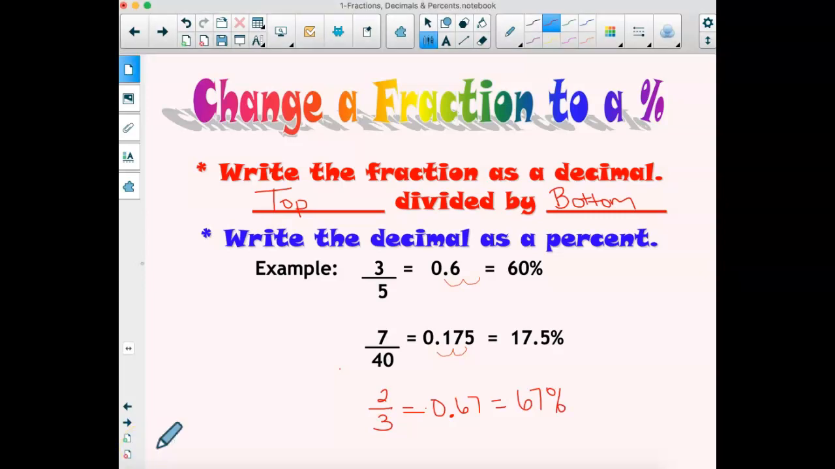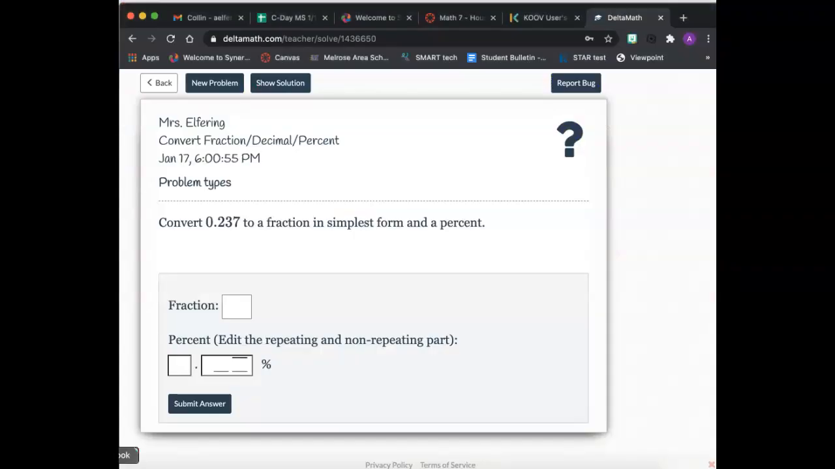Okay, the last 2 slides on this notes sheet, you're going to just skip. At this point, you are going to move on to your homework, which is on Delta Math. Okay, you will go back to Canvas and click on the homework for today, which is a Delta Math assignment. When you get there, the assignment is going to look something like this. Okay, it's going to be converting fractions, decimals, percents, what we were just talking about.